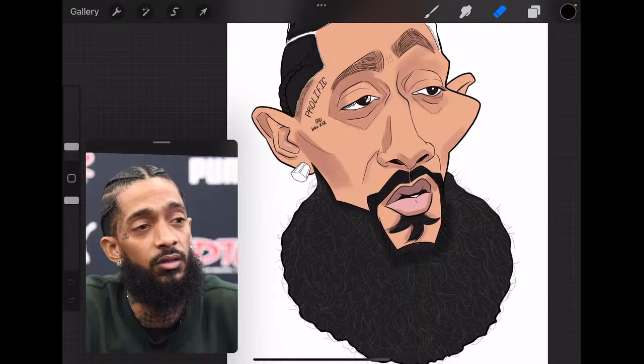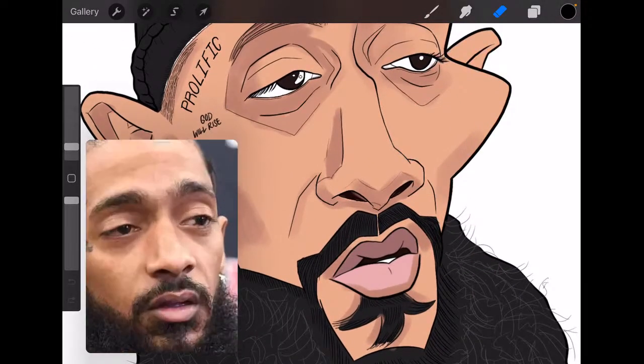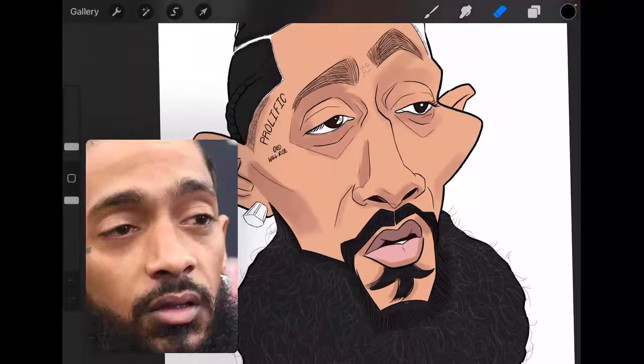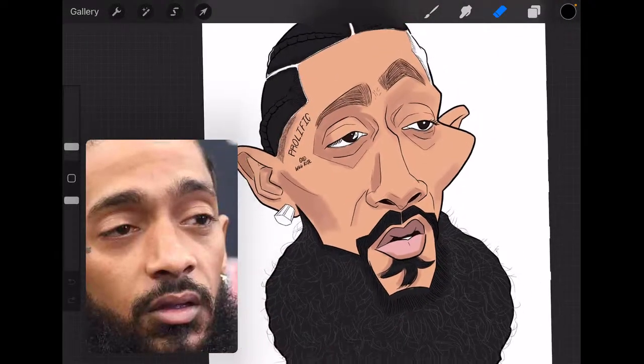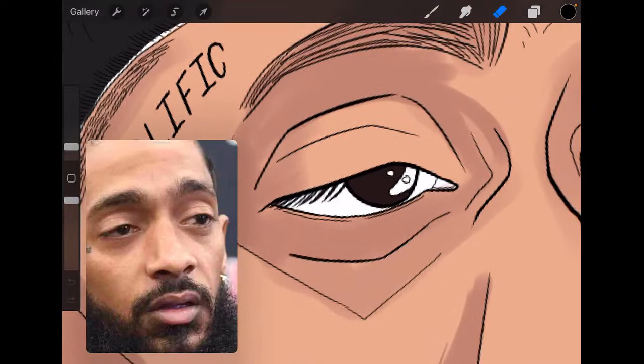Okay, I see what I need to do with the nose. I'm going to find out what the septum is called. The septum of my drawing of the nose needs to be thinner. I think it's a little bit joint. And then the eyes. I'm really still trying to figure out the eyes.